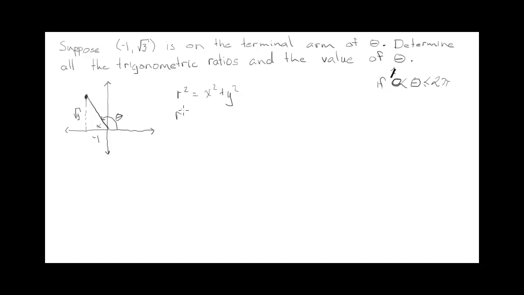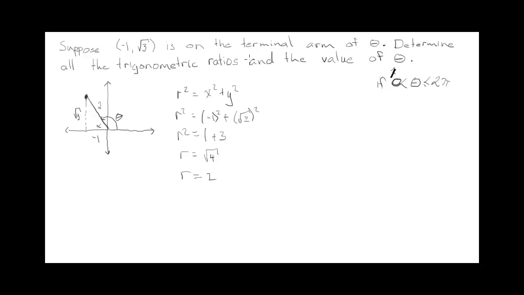So r squared equals (-1) squared, which is the x value, plus (square root of 3) squared. So you're going to get 1 plus 3, r squared equals 4, so r is equal to the square root of 4, which is 2. You don't have to worry about plus or minus 2 when you take the square root here because r is a length, so r is going to be equal to 2.